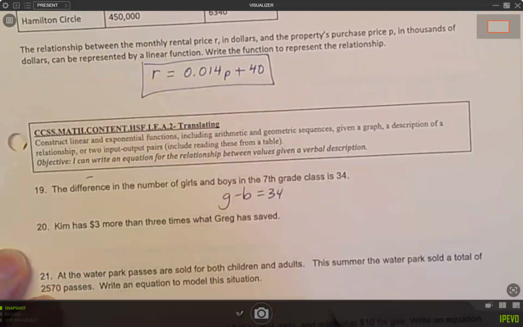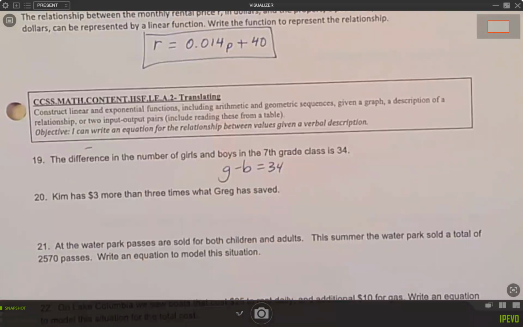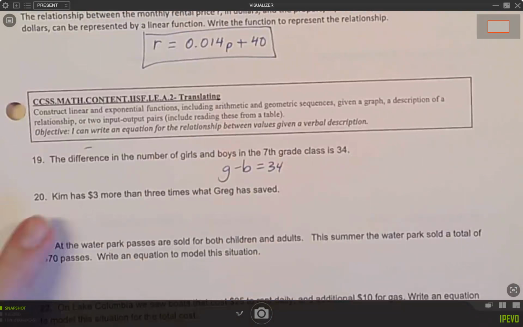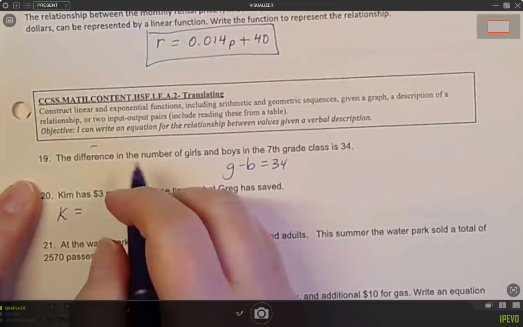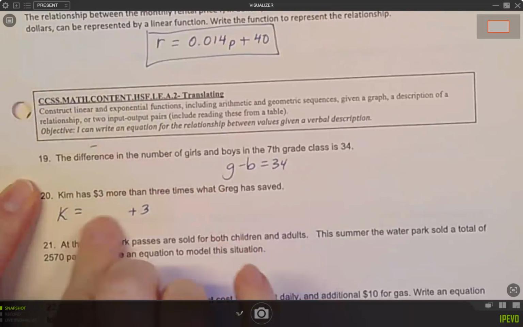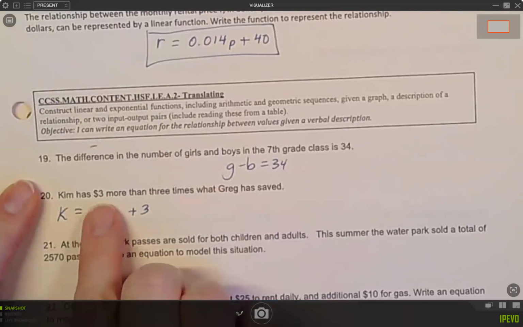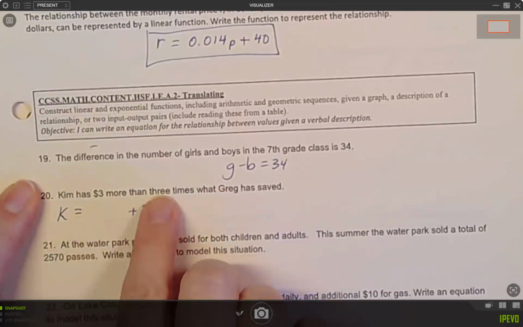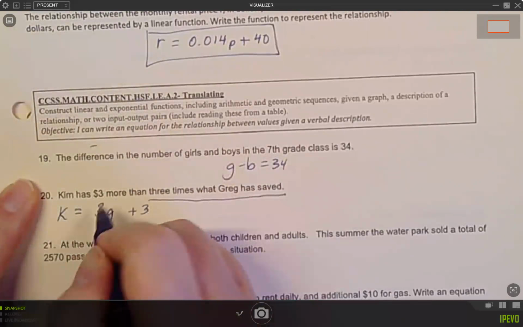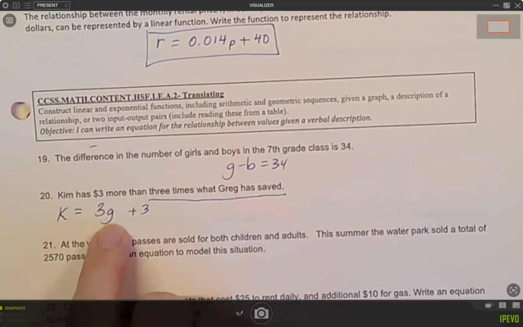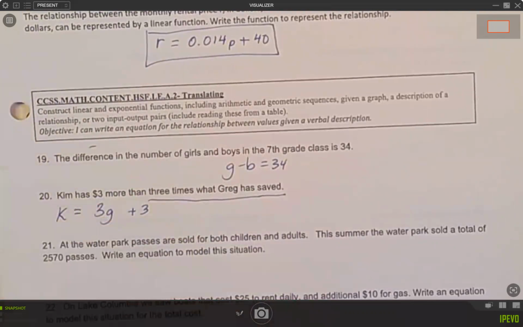Number 20, Kim has $3 more than 3 times what Greg has saved. So Kim has, so her amount is equal to $3 more than something. So something plus 3 more. So $3 more than what? 3 times what Greg has saved. So 3G. So if I take what Greg has saved and I triple that and then add $3 more, we'll have what Kim has saved.